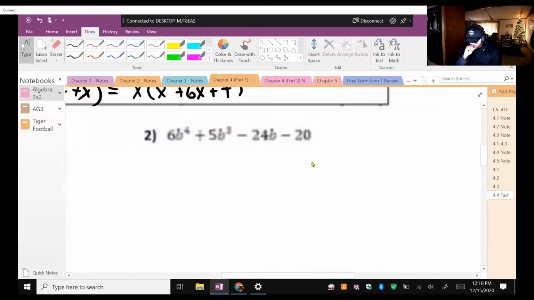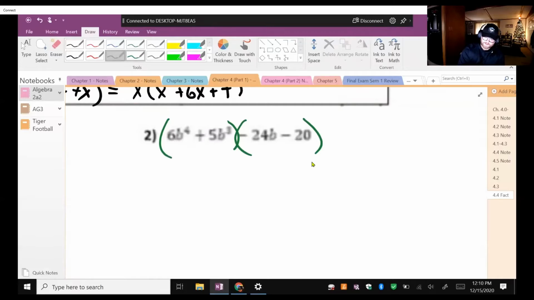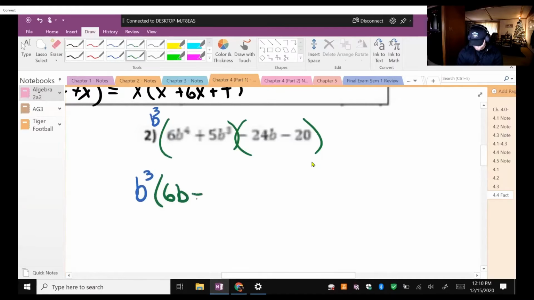Okay, let's look at number 2. So once again, oh, I sound terrible. That's all right. We'll power through it. Okay, once again, we need to group the first 2 terms and group the last 2 terms. Okay, what can I factor out? What monomial can I factor out of the first 2 terms? Well, I can't. 6 and 5 don't have any common factors, right? So that's 1. But I can factor out a b cubed. Okay, so I have b cubed. What am I left with on the inside? 6b plus 5. Yep. Okay.